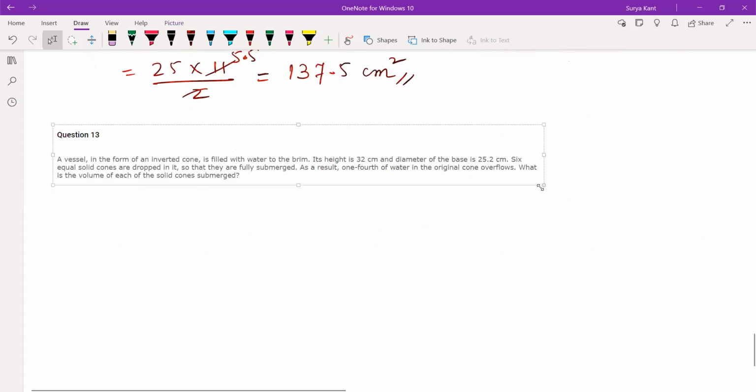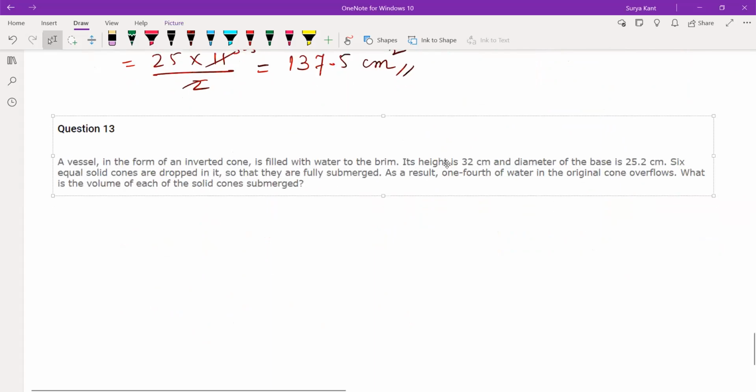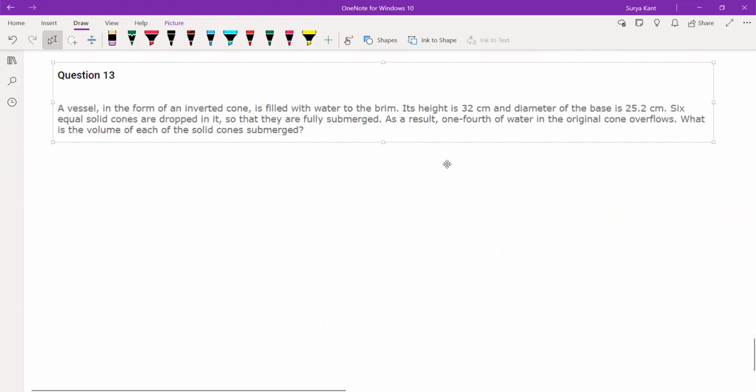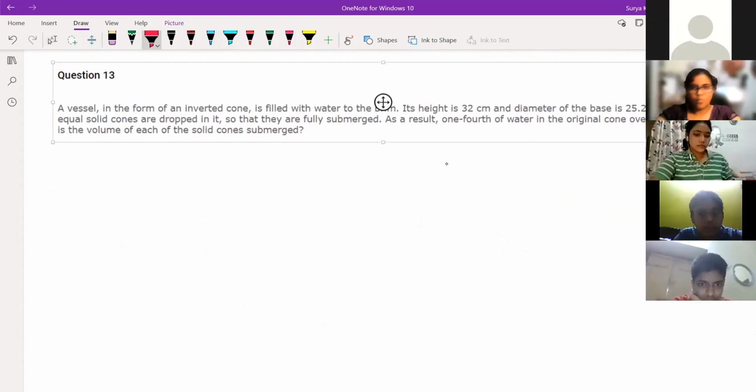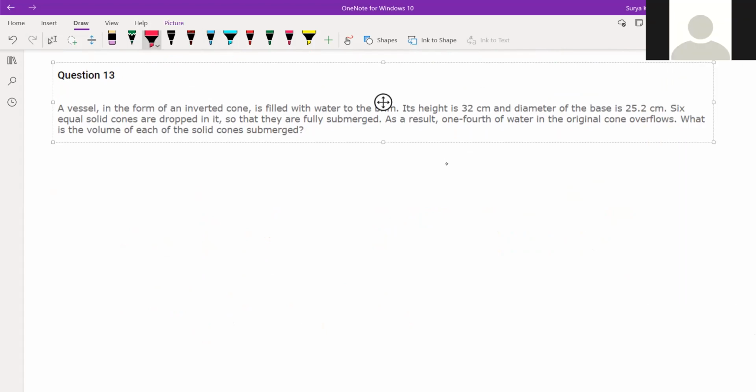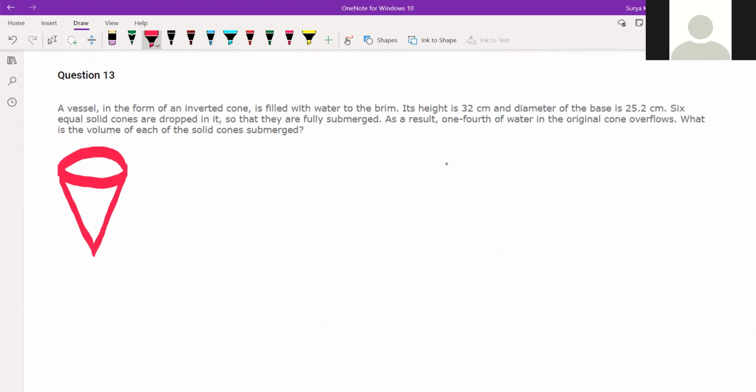The next question is: a vessel in the form of an inverted cone. The vessel is just like an inverted cone, will be like this. Just see here, this is your inverted cone. It is filled with water to the brim.